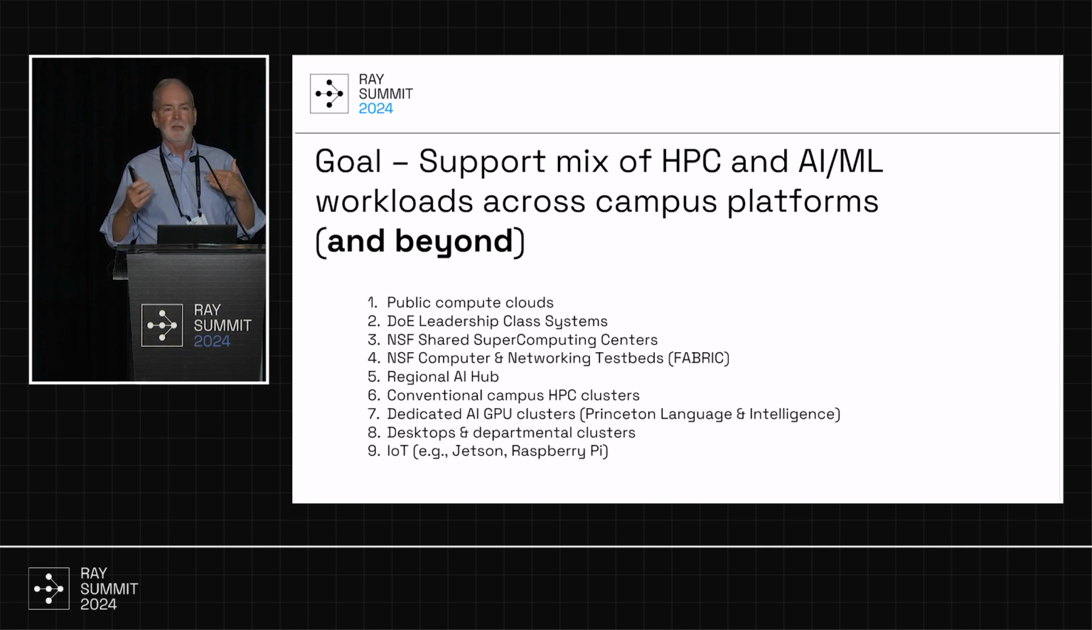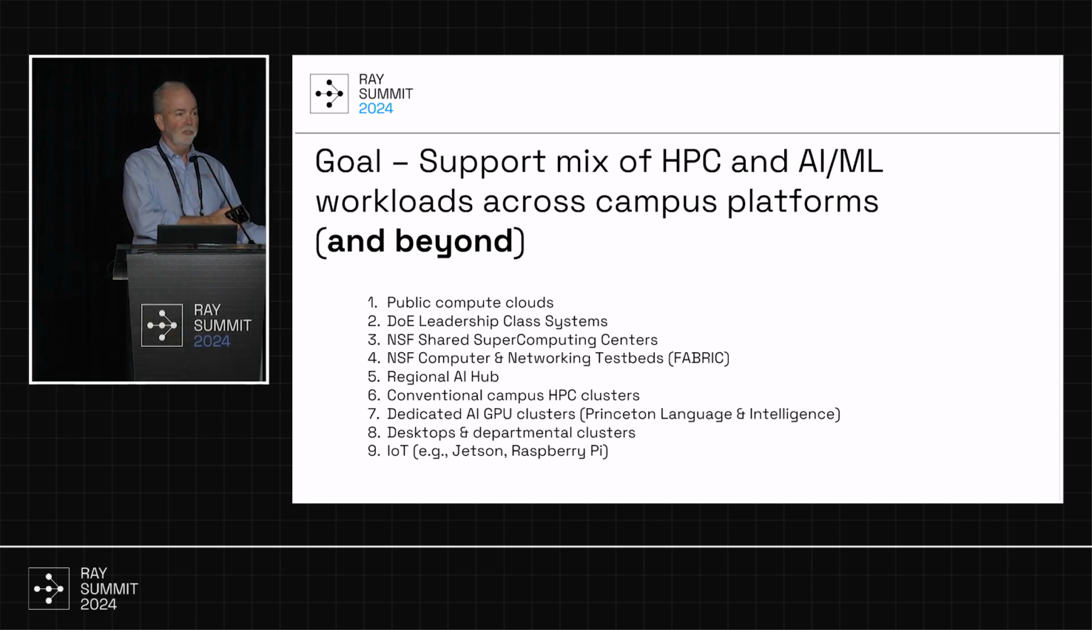Okay, so when I talk about researchers on campus, they execute on campus clusters, but they also execute on systems that go far beyond what we think of as traditional campus infrastructure. So it starts with public compute clouds, where some operate Department of Energy leadership class systems. In some cases, NSF shared supercomputer centers, such as those at TACC and NCSA. Specialty NSF-supported testbeds and experimental infrastructures, and I'll talk about one today called FABRIC. The state of New Jersey, where Princeton is, like many other states, is spinning up a statewide and sort of regional AI hub. So it's another platform for researchers on campus to use.